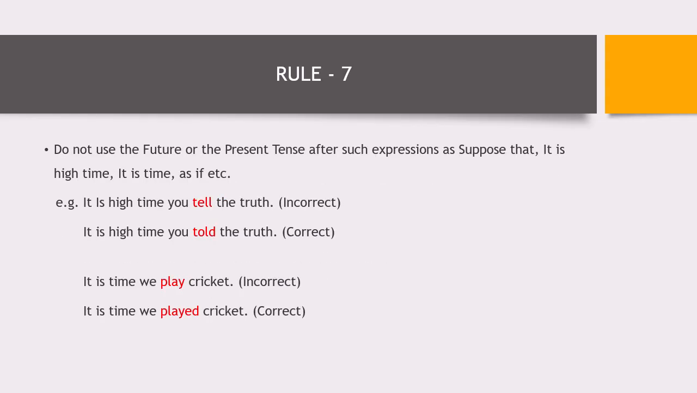Rule 7. Do not use the future or the present tense after such expressions as, suppose that, it is high time, it is time, as if, etc. For example, 1. It is high time you tell the truth. Incorrect. It is high time you told the truth. Correct.